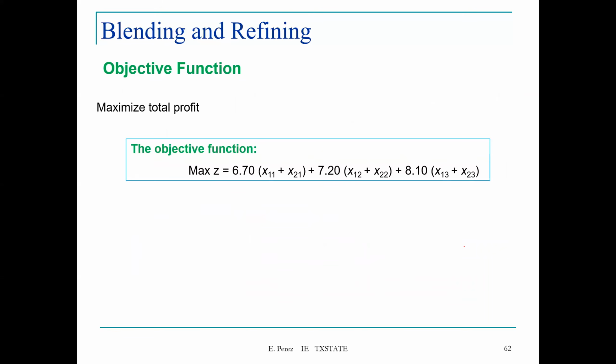So we want to maximize the total profit. So the profit is going to be based on how many barrels we sell per product, regular, premium, and so on. So we can multiply the definitions by the profit, $6, $7.20, and $8.10.